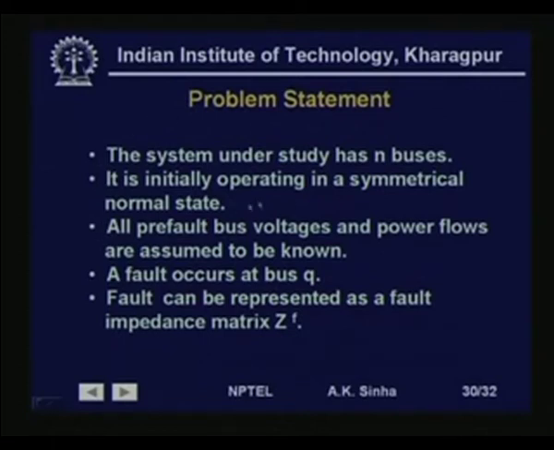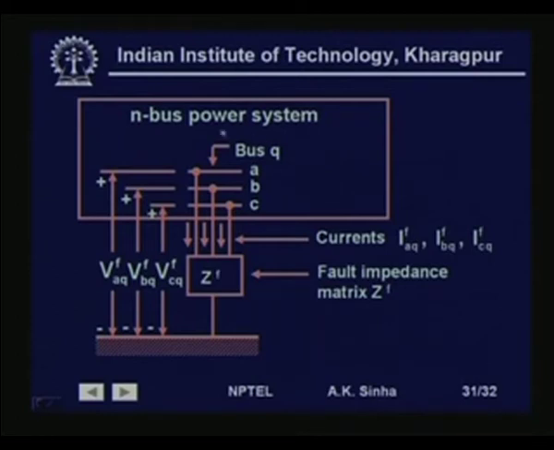Before we start analyzing a large system, we need to state the problem. We say that the system under study has n buses, where n is normally a large number. It is initially operating in a symmetrical normal state, that is, we assume the initial conditions are steady state conditions. All pre-fault bus voltages and power flows are assumed to be known, that is, we have done the load flow study. A fault occurs at some bus q, it can be any bus, and the fault can be represented by a fault impedance matrix ZF. Again, we will see how to do this. So, this is an n bus power system in which we have taken bus q at which the fault has occurred. The fault impedance is ZF, and the ABC phase voltages are shown here for bus q.